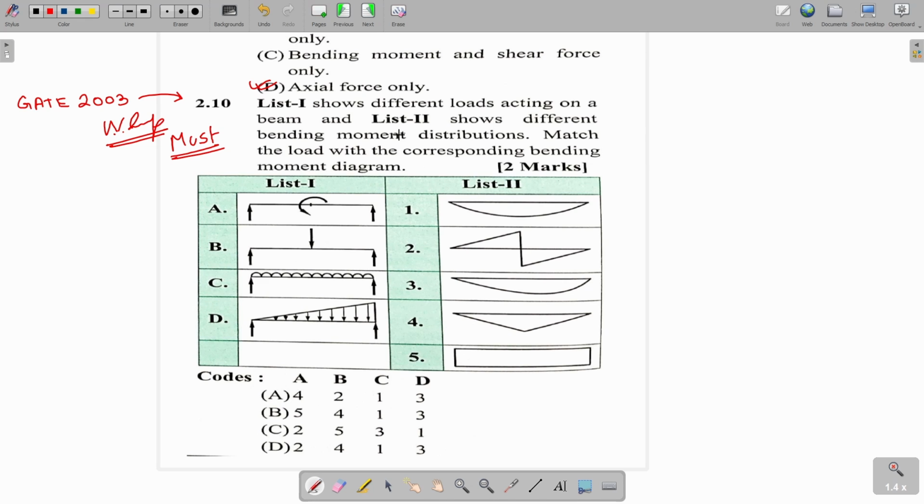This is actually easy, but still it's important. Let's take option number B first. This is a simply supported beam with a point load acting at its center, right? Therefore, it is creating a sagging bending moment. The beam is actually sagging like this, so we know that the bending moment in this case is positive. Therefore, the bending moment diagram will be something like a triangle.